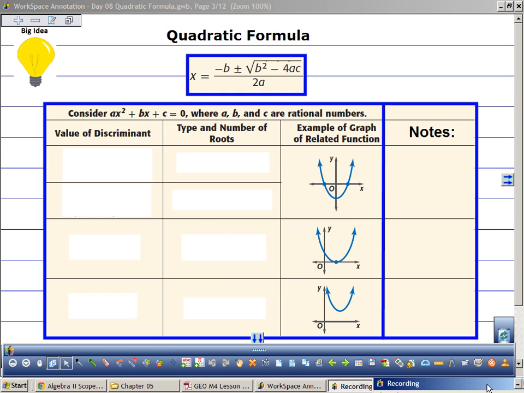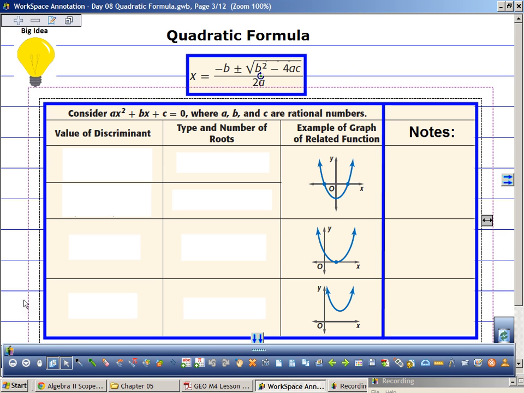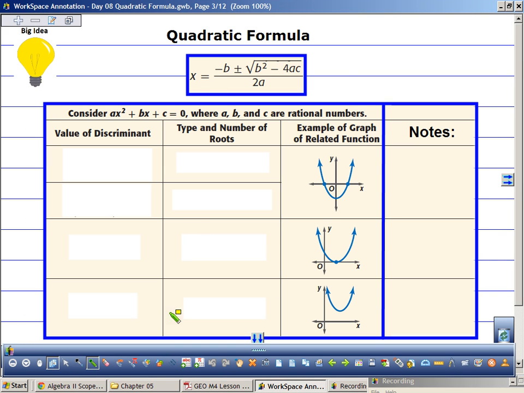Let's talk about the quadratic formula. There are pieces of the quadratic formula that are pretty cool. There is this piece right here.